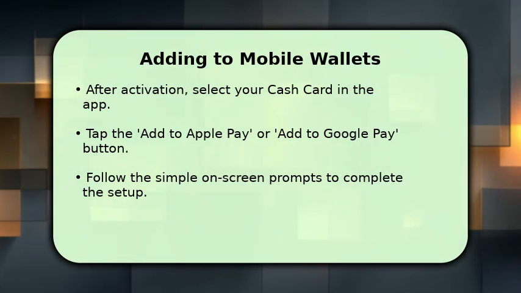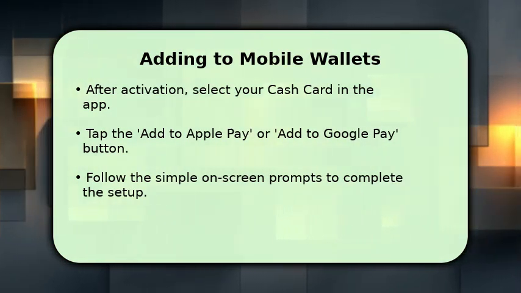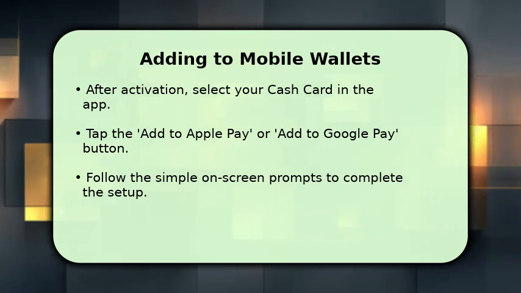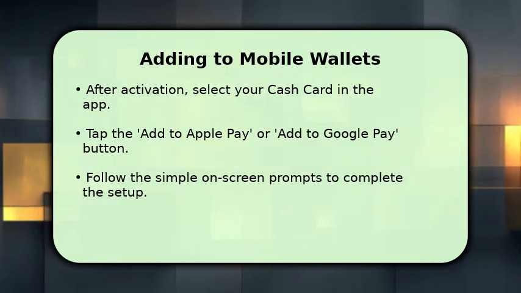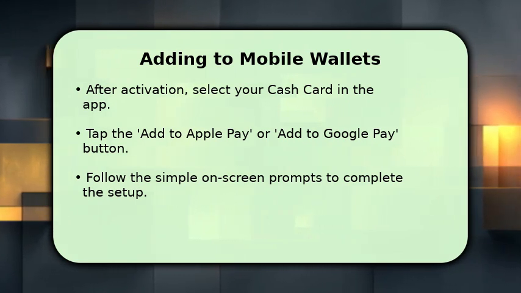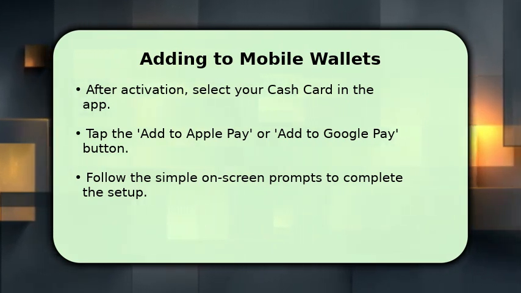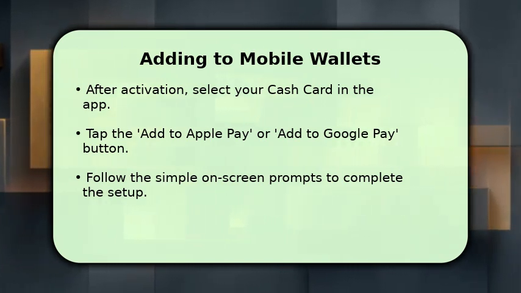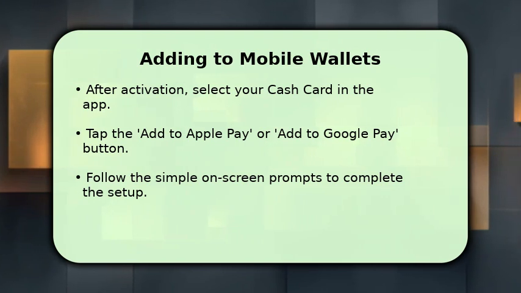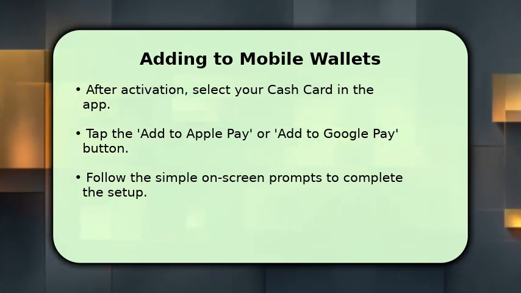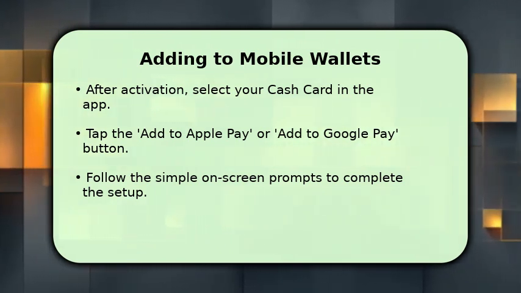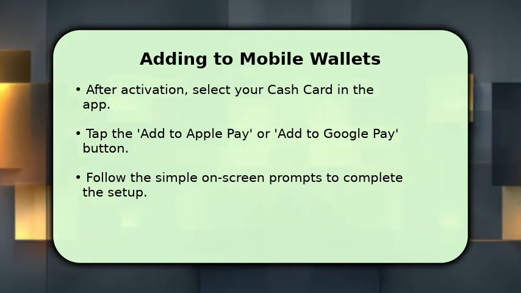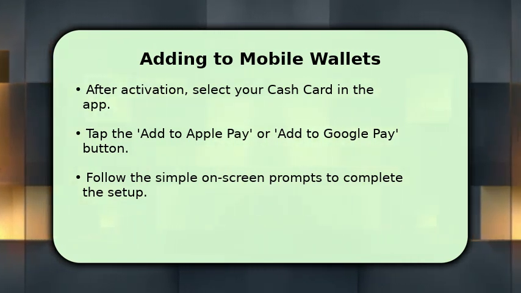After successfully activating your Cash Card, you can enhance its convenience by adding it to your mobile wallet. Within the Cash App, select your activated Cash Card. You will find a button to add to Apple Pay or add to Google Pay, depending on your device. Simply follow the straightforward on-screen prompts to complete the integration. This enables you to make secure and swift contactless payments using just your phone or smartwatch, offering a seamless transaction experience at millions of locations.